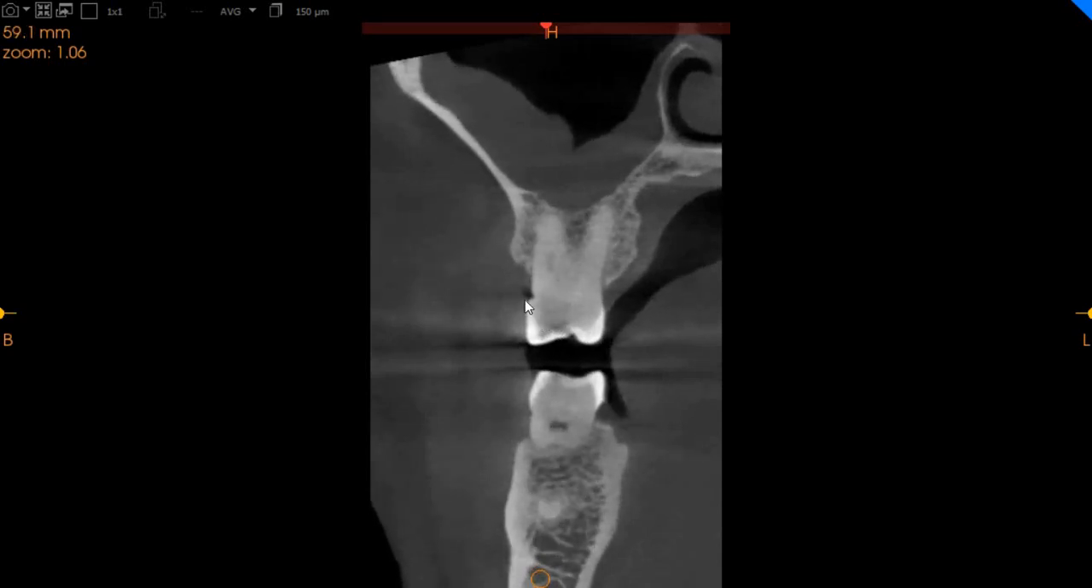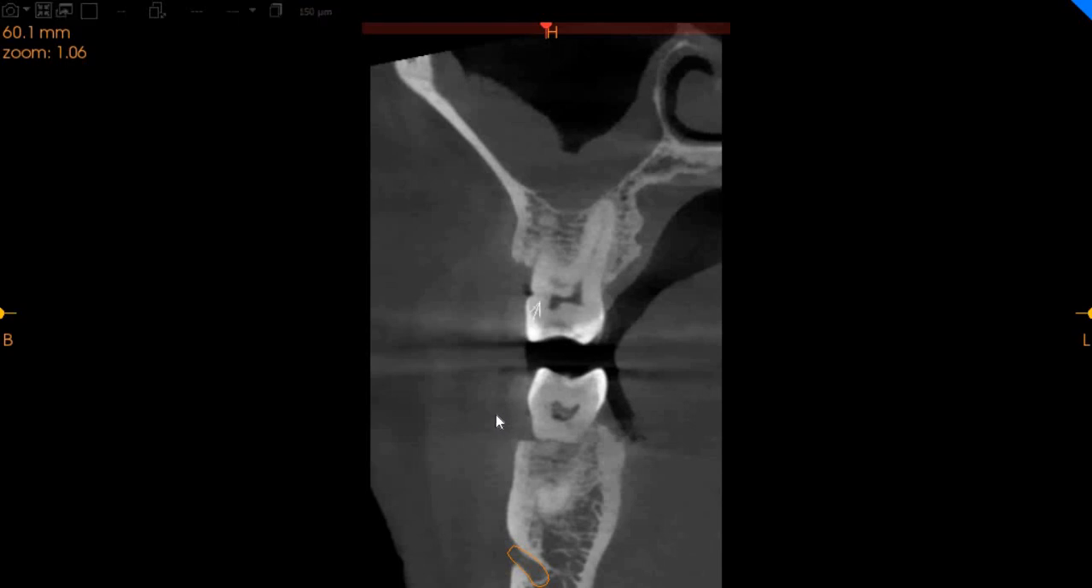We do have an abrasion lesion right here, which can be visualized here. And because of this abrasion lesion, there is a line extending, but this cannot be a crack. But we do see that there is an ingress from here towards the pulp, which can be seen right here.